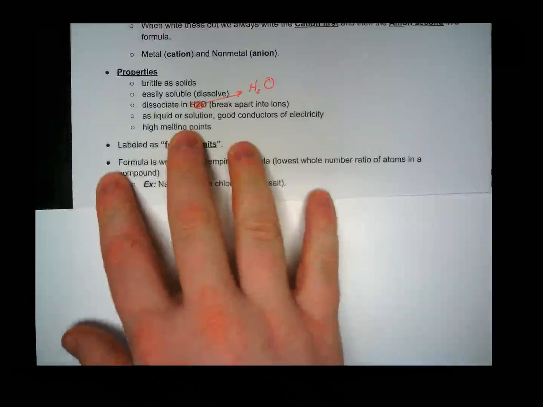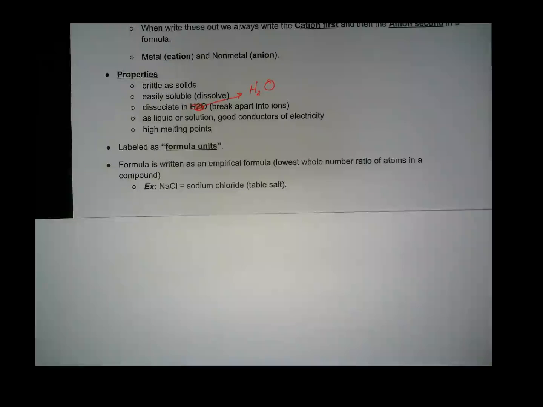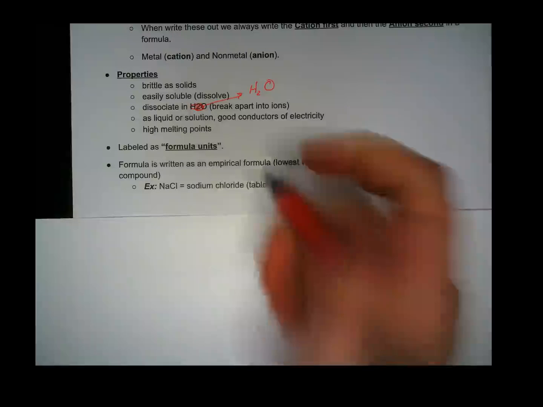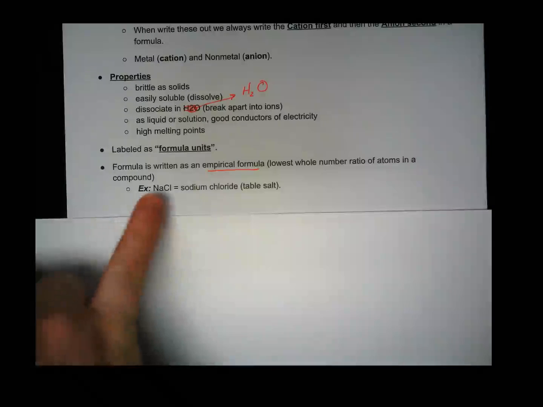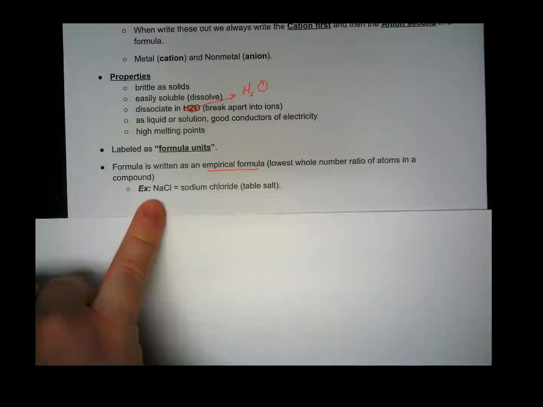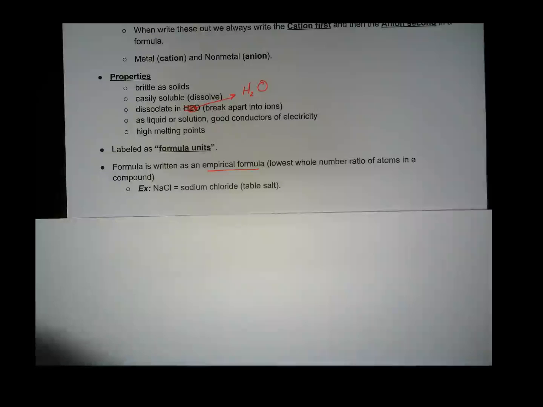But anyway, when we write formulas out, so this is a separate idea. When we write the formulas of ionically bonded compounds out, we use what's referred to as an empirical formula. So an empirical formula uses the lowest whole number ratio of atoms in a compound. So when we bond, let's say sodium together with chlorine, there's one sodium atom, one chlorine atom. It's 1 to 1. So we just write it 1 to 1. We don't write it Na2Cl2. It's redundant, it's ridiculous, and it's incorrect. We just write it to the lowest whole number ratio.